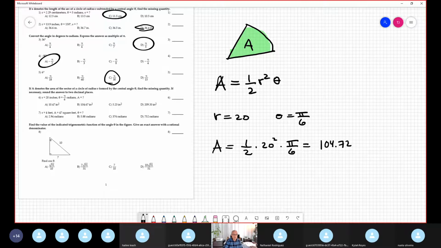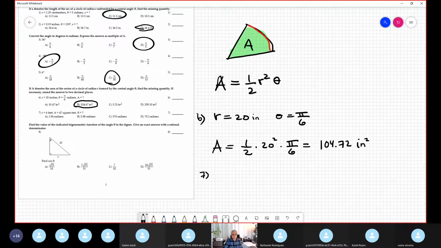104.72. I don't know exactly, and in the calculator I get the answer. However, the answer that gets closest to this is 104. Okay, it's area. Remember, we have two quantities here. Arc length is a distance. The area of the sector is the surface that I highlighted in green. Obviously the unit is inches squared, because it's the same unit as the radius, squared, because of the surface. This is question number 6.